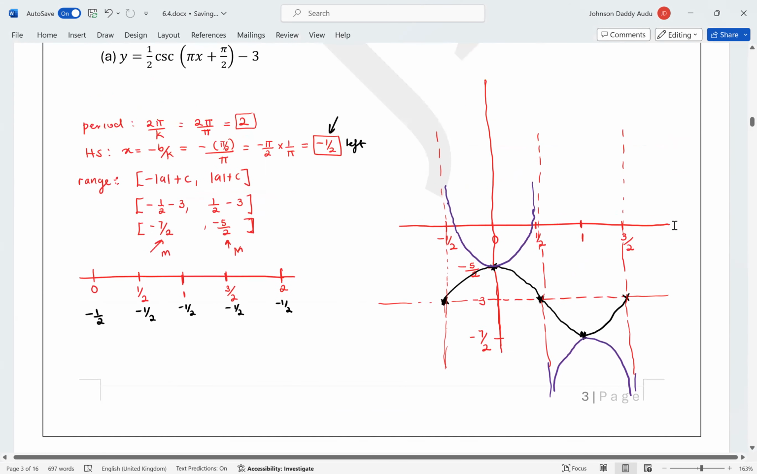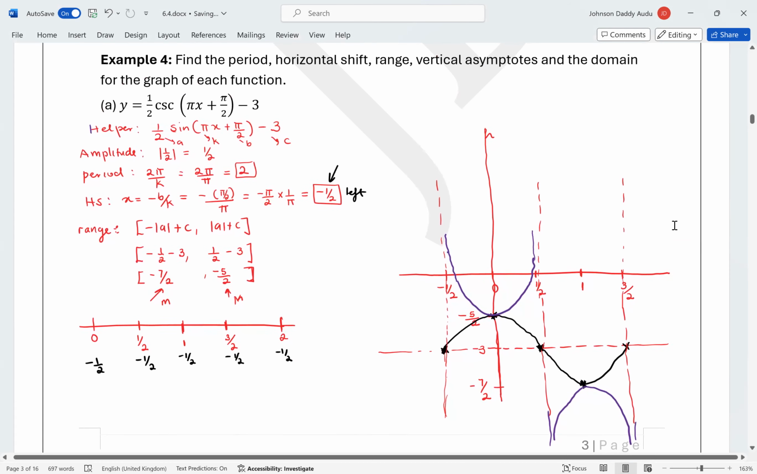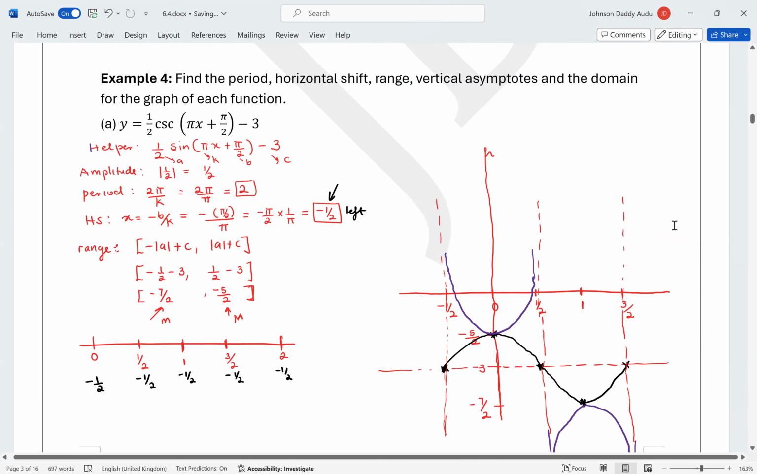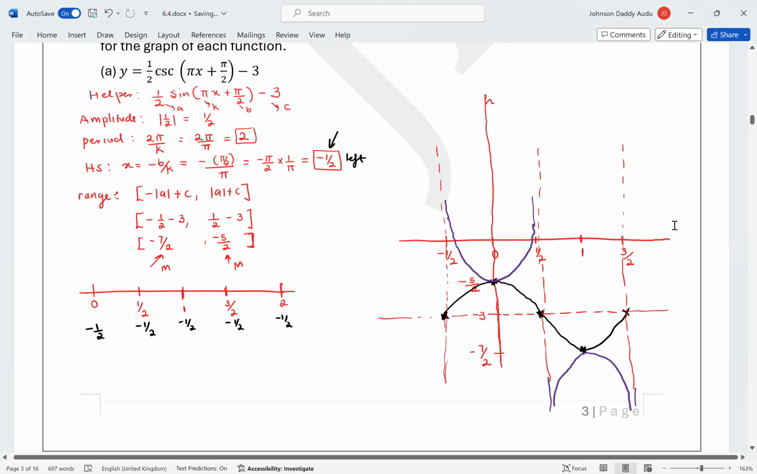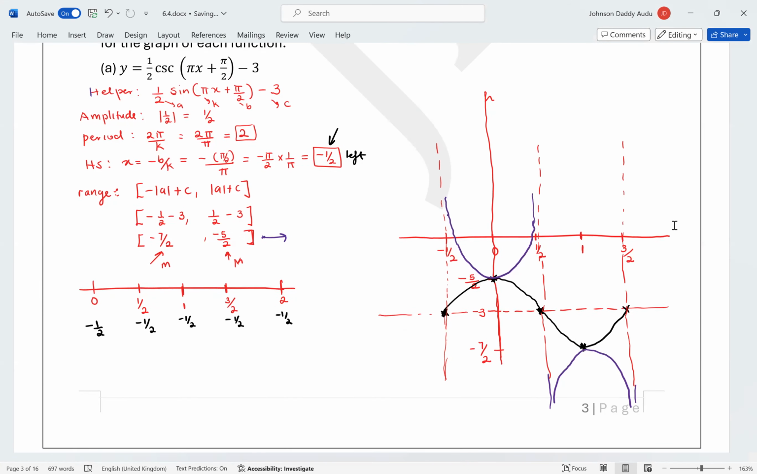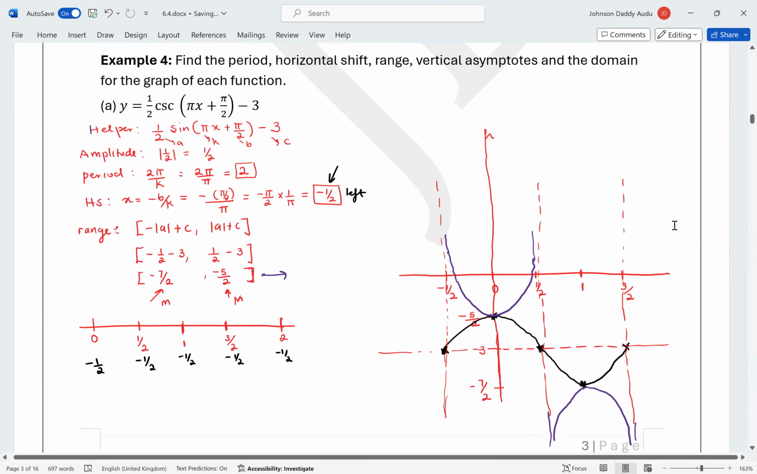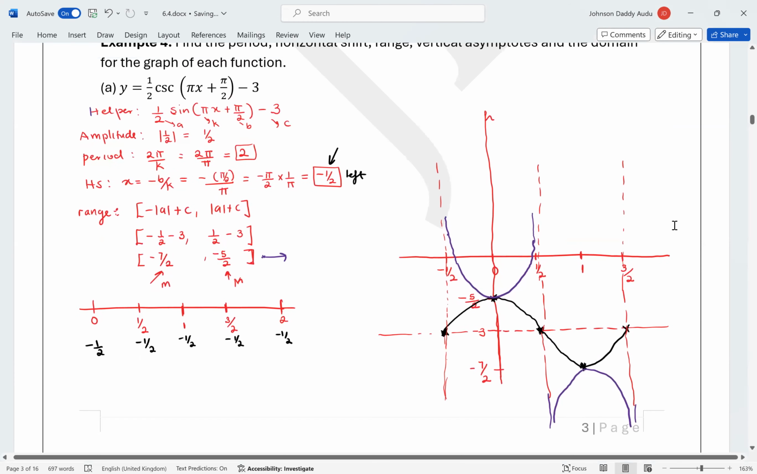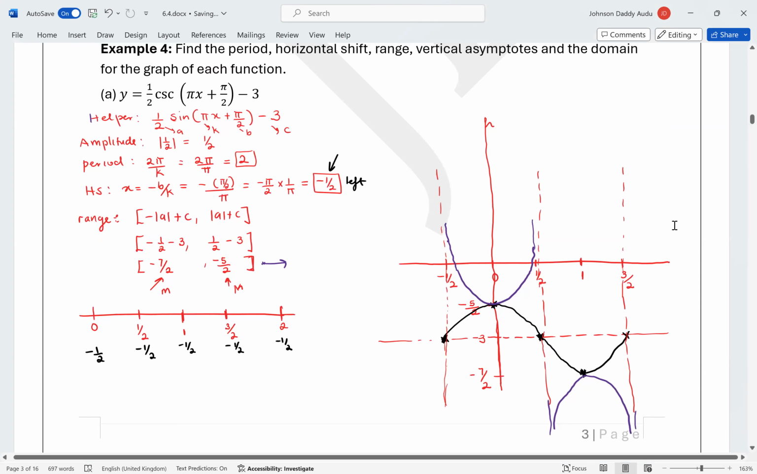So let's go to the next one. Okay, the question is asking for so many things. So it says find the period, the horizontal shift, the range. So let's talk about the range. So this is actually the range. We have the range already. But now this is not the range actually. This range is for the helper graph. So we need to talk about every other thing remain the same. The vertical asymptotes. So these are the vertical asymptotes here. These are the vertical asymptotes. And then we can talk about the range.